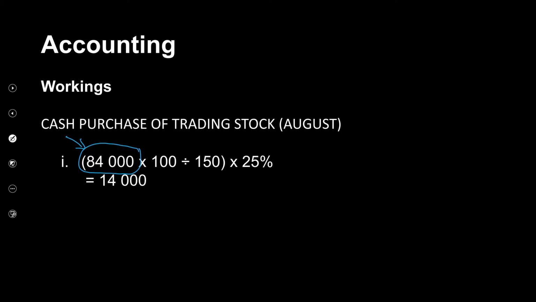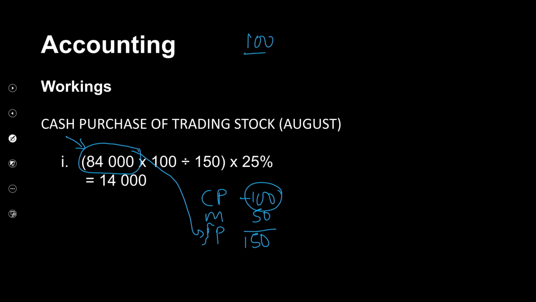How do we do that? Let's do the calculation together so you can see it. Once again, cost price, markup, selling, right? Your cost is 100, your markup is 50, your selling is therefore 150. So it's 84,000, which is my selling price here, times 100 over, so in order to determine your cost price, it's 100 over 150 times your actual selling price. Okay, now multiply by 100, there's my 100, divide by 150.